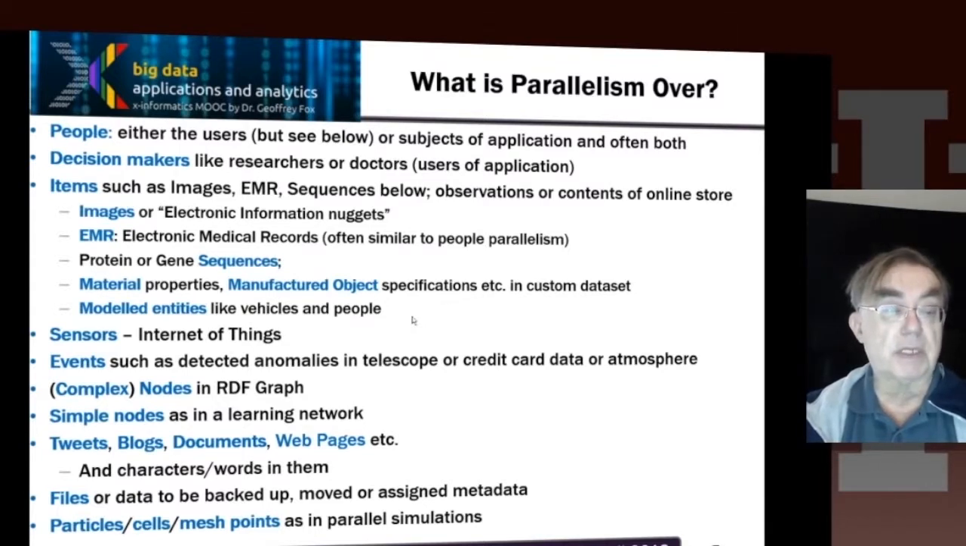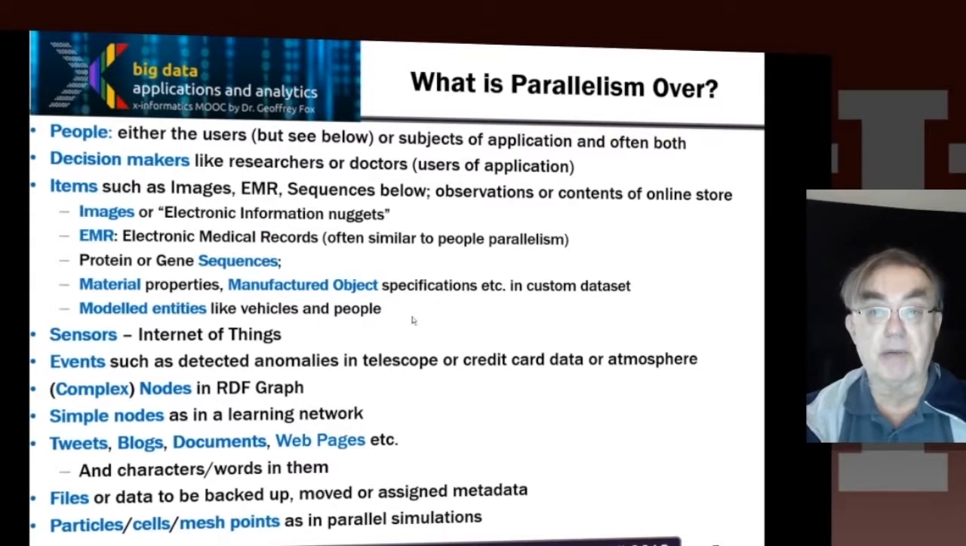A critical thing which there's parallelism over is items. Many of the applications involve images, so you have parallelism over images. Electronic medical records, which actually tend to be related to people. Gene sequences, material properties, manufactured object specifications. These are custom data sets running over a particular field. And another example we find is parallelism over things that are being modeled, like vehicles and people.